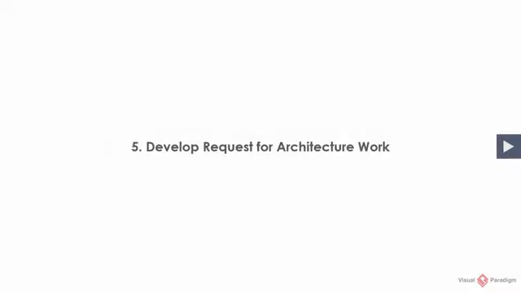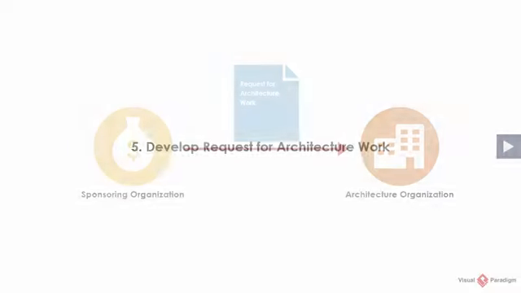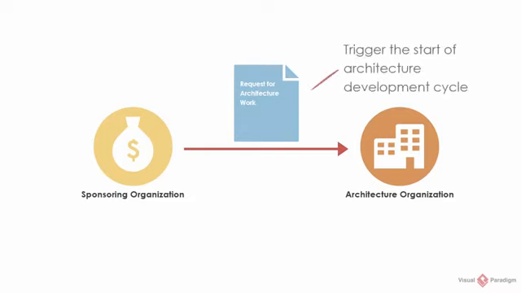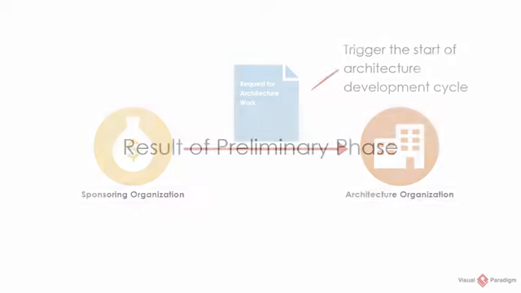Activity 5. Develop request for architecture work. The request for architecture work is a document that is sent from the sponsoring organization to the architecture organization to trigger the start of an architecture development cycle. So in this phase, you have to complete this document in order to start subsequent architecture development activities.